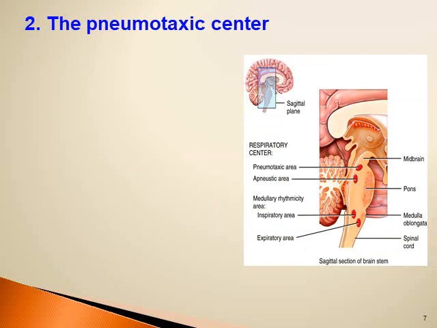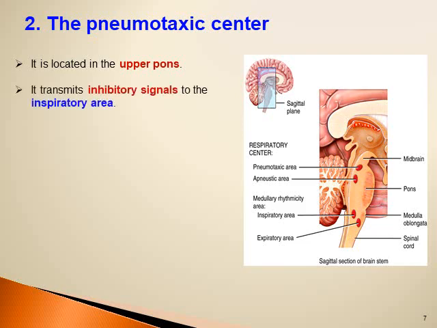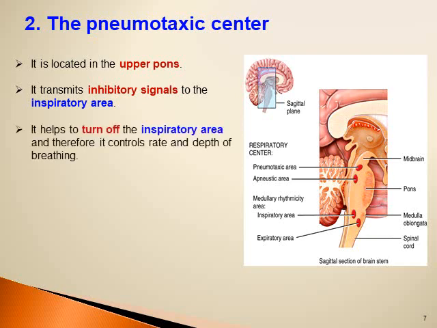Now, let's know what the functions of the other 2 areas that lie in the pons are. First, let's talk about the pneumotaxic center. It is located in the upper pons, as seen here in this figure. It transmits inhibitory signals to the inspiratory area. So when it is active, it will inhibit the inspiratory area. It helps to turn off the inspiratory area, and therefore it controls the rate and depth of breathing.